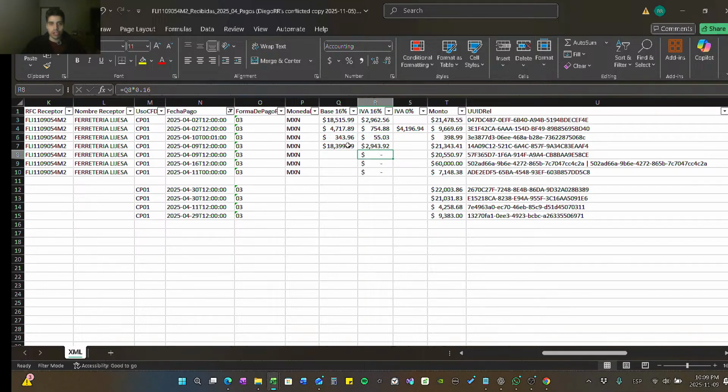Oh man. And the sum of these two amounts will give me the total amount of the invoice, which is right here, 21343.41. And since there's no service or product at 0% rate, then I don't need to put anything here.